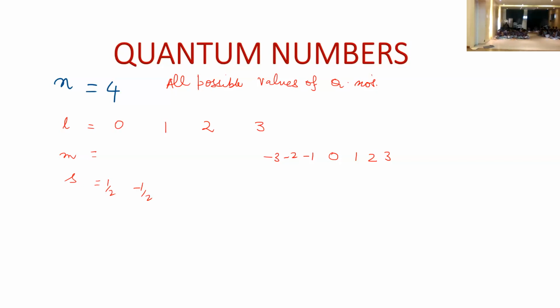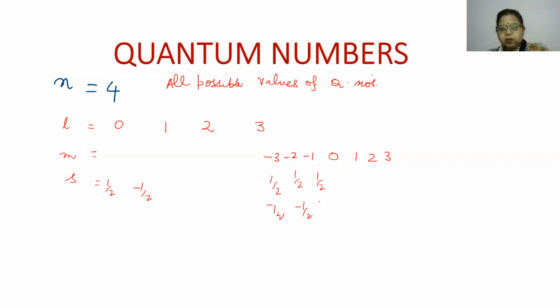I can hear you, but I cannot understand you because of the background voices which I am able to hear. So please speak one by one. So please repeat yourself. For every magnetic quantum number, spin quantum number will have 1 by 2 and minus 1 by 2. That's all. Any other addition?